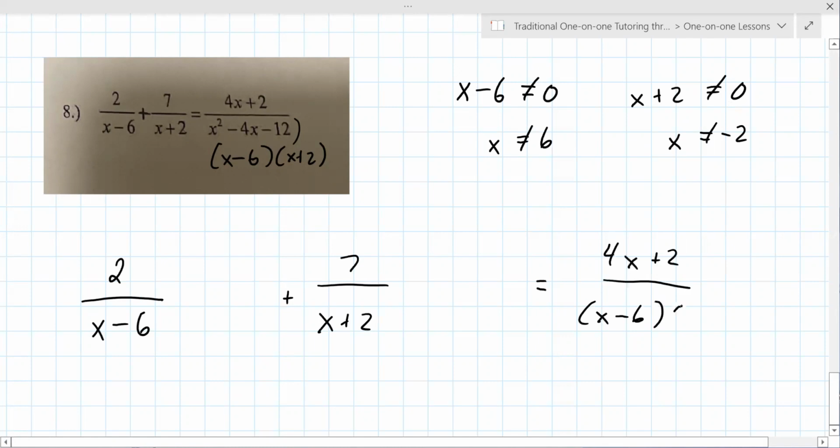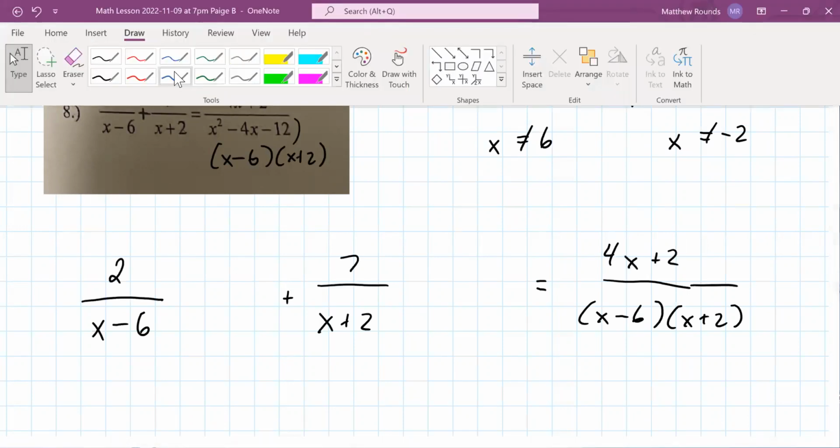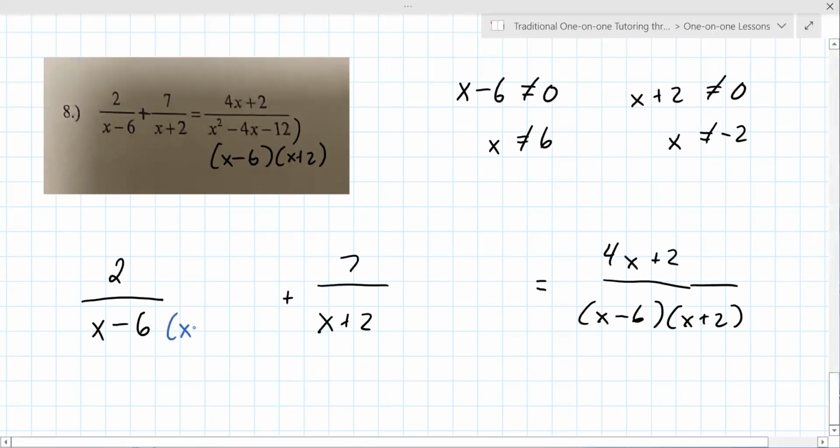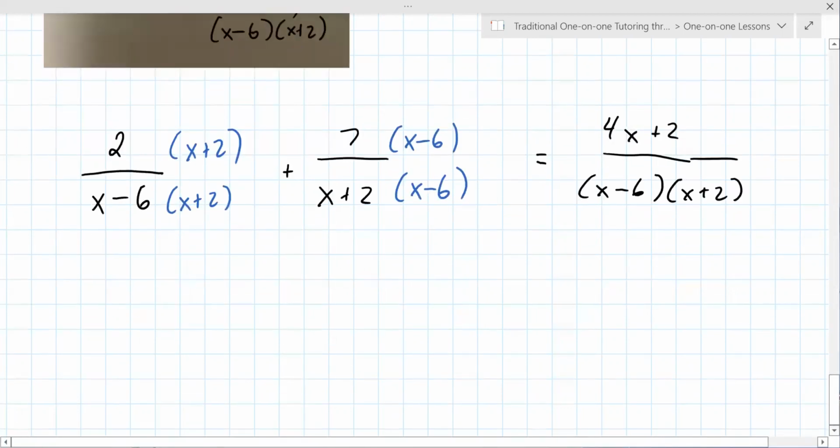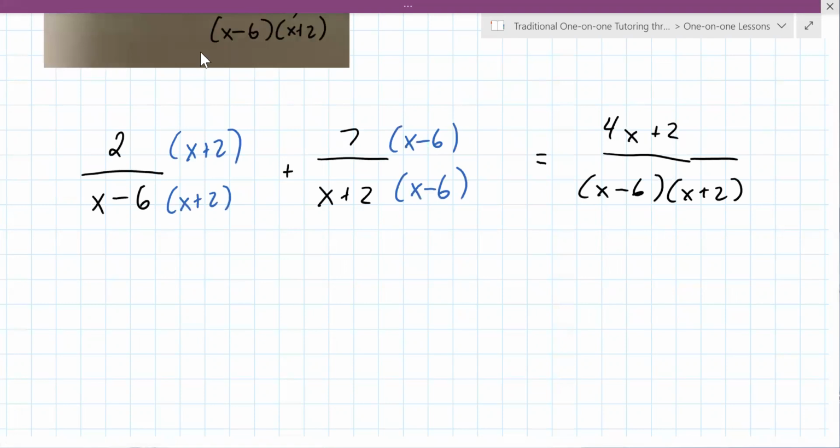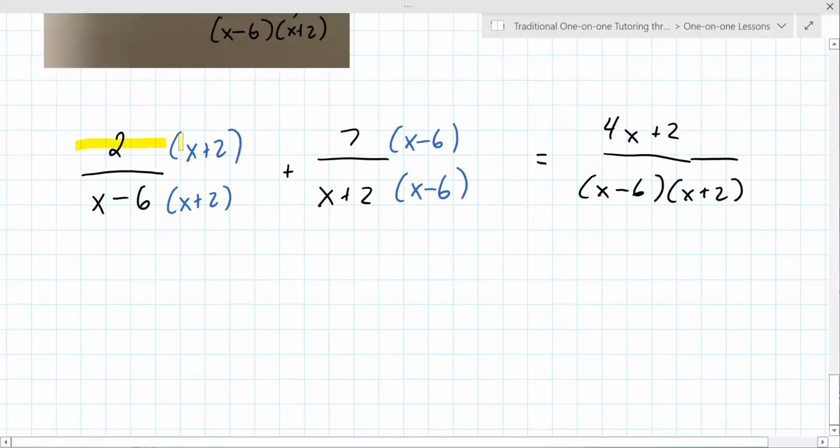And I like to leave it in the factored form here. So again, just like in the previous problem, you're going to add what's missing. So this x plus 2, x plus 2, x minus 6, x minus 6. You see how this is a recipe now?